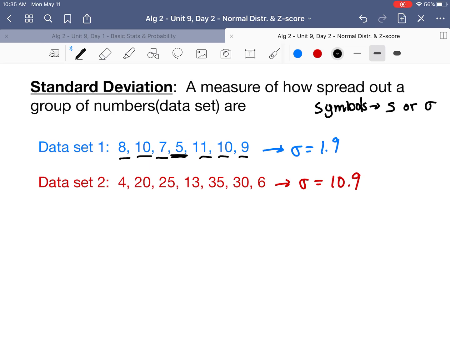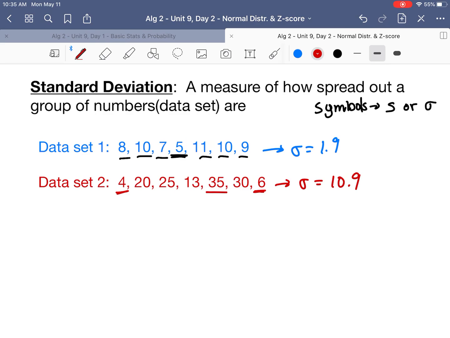5 to 11 are the lowest and the highest. But look at the second data set. Second data set, the lowest number is 4, then we go to 6, and it goes all the way up and up and up and up till 35. So that is really spread out. If you're at 4 to 35, that's really spread out.